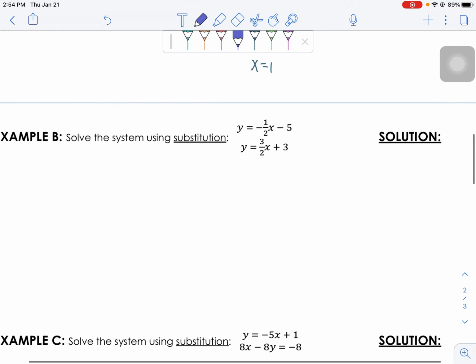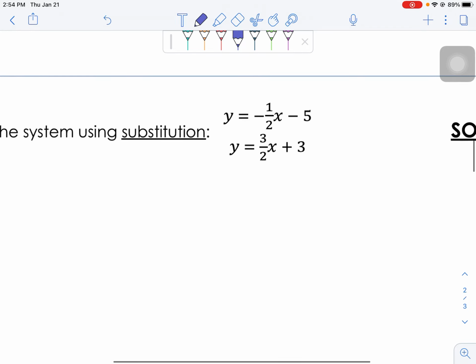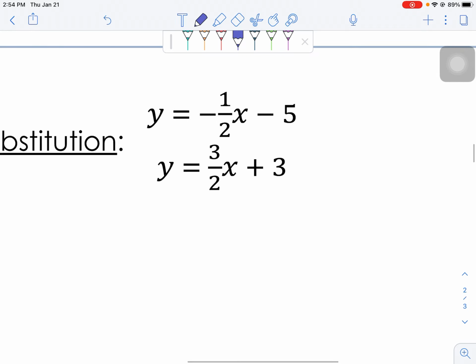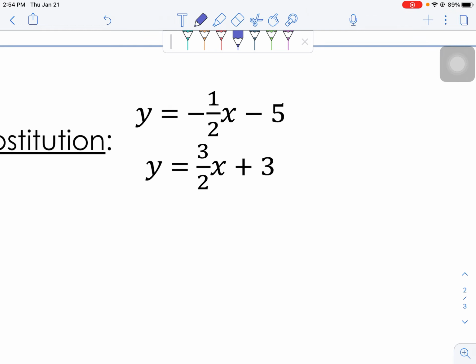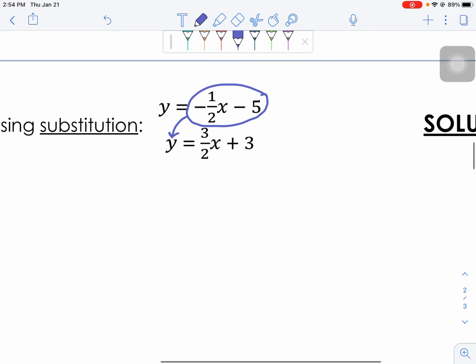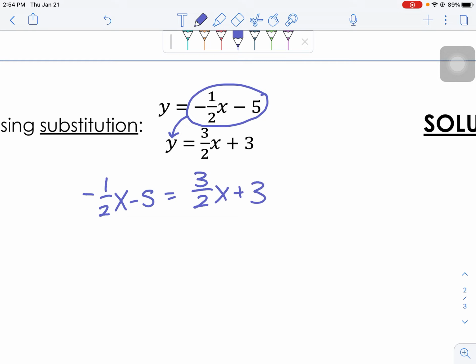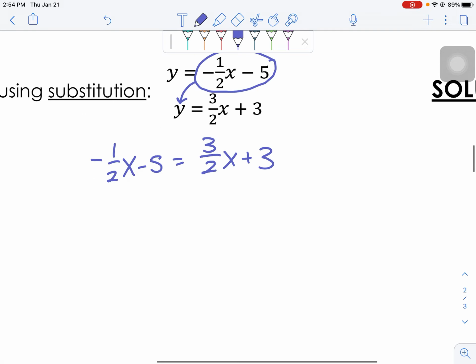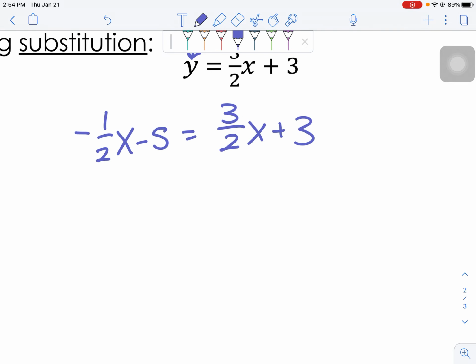Let's take a look at letter B. Letter B says solve the system using substitution. Well, great. We have two equations already both set equal to y, so we can actually take this equation and plug it in, or substitute it in, for that y right there. So we say negative 1/2 x minus 5 is equal to 3/2 x plus 3, which we've been solving equations just like this for a couple days now. So hopefully you have a good idea of how to solve an equation like this.